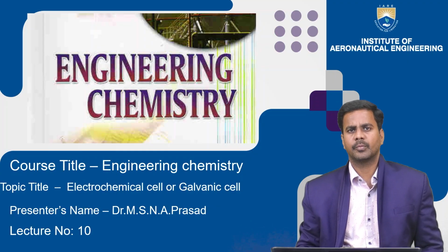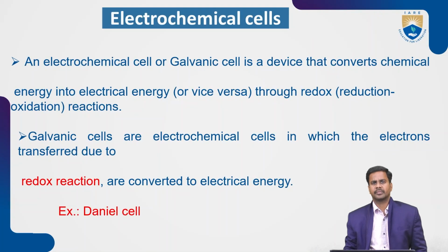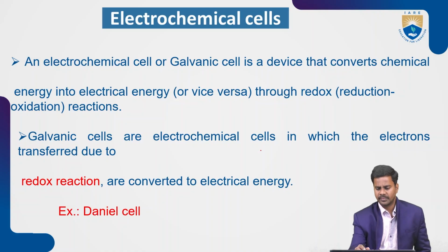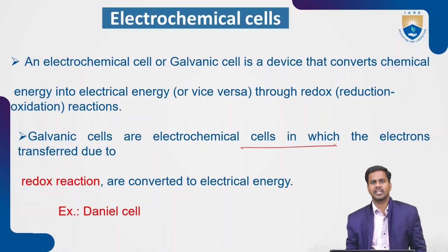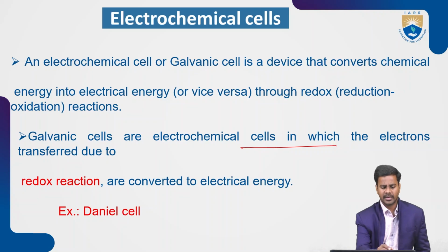Today, I am going to discuss electrochemical cell construction, working, and applications. An electrochemical cell is also known as a galvanic cell. That is a cell which can convert chemical energy into electrical energy through oxidation and reduction reactions. Galvanic cells are electrochemical cells in which electrons transfer due to a redox reaction.